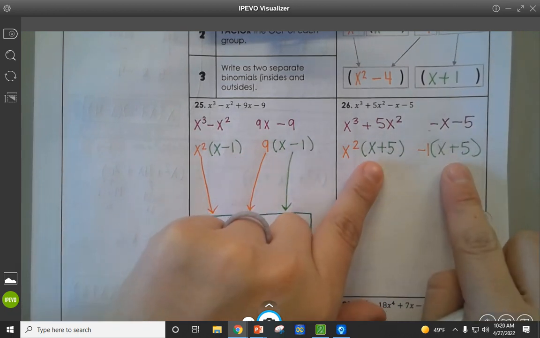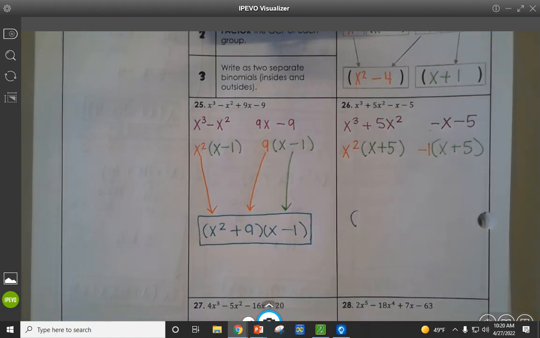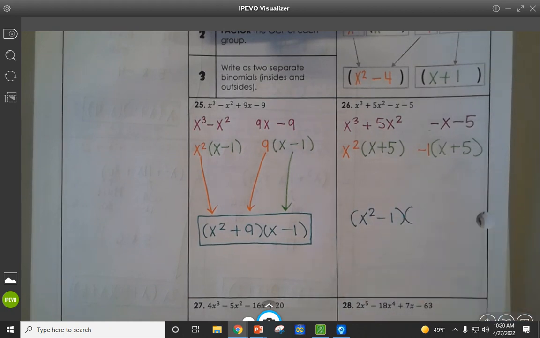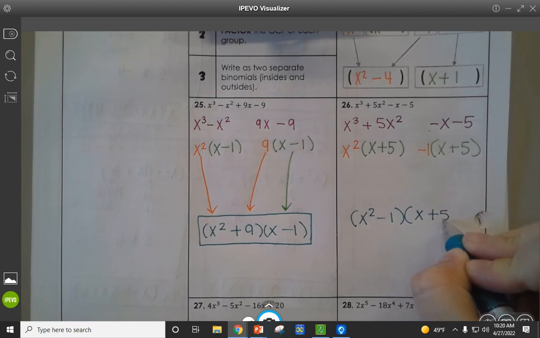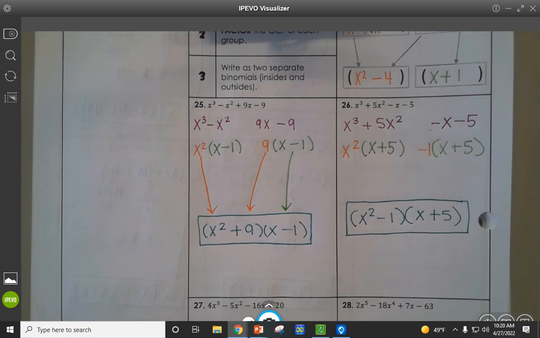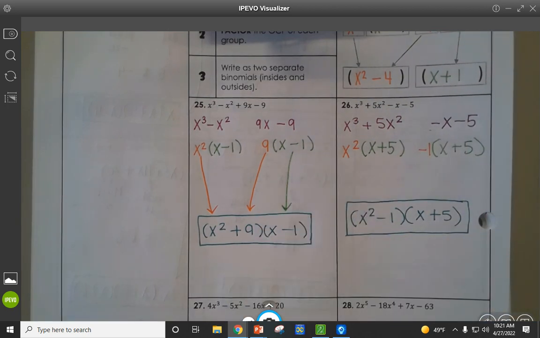Do our insides match? Yes. So it's correct. And so what goes in parentheses? x squared minus 1. And what about the other one? x plus 5. Perfect. Are there any questions? If there's something in this that you don't know where it came from, you need to speak up and ask.